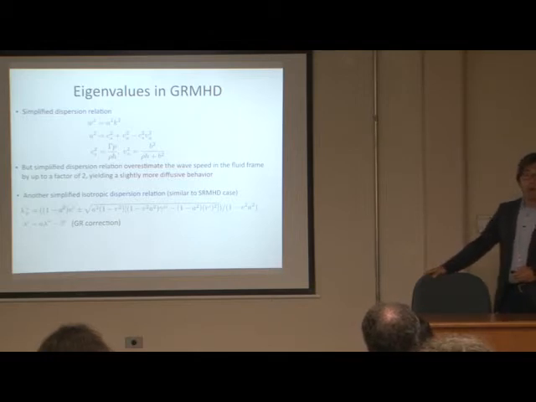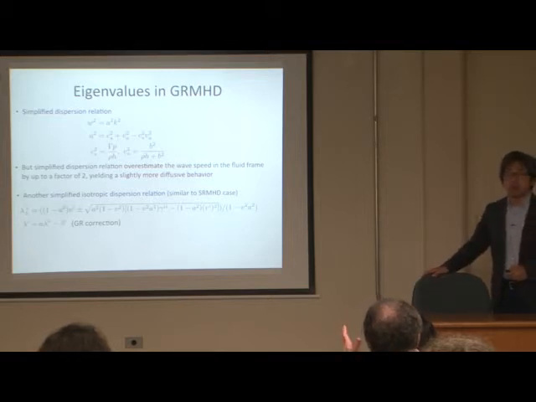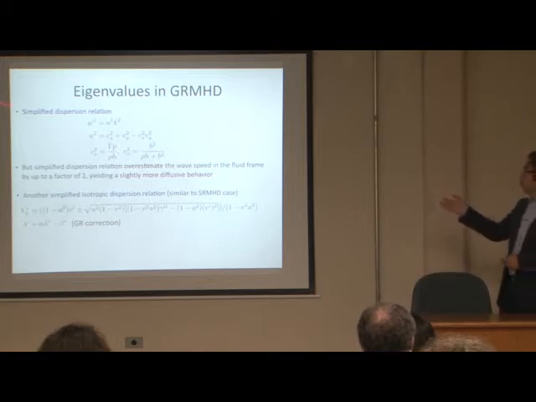Telling that there is an overestimate of the wave speed of the frame. This is experimental. This is obtained in the lab or not? How do you do that?